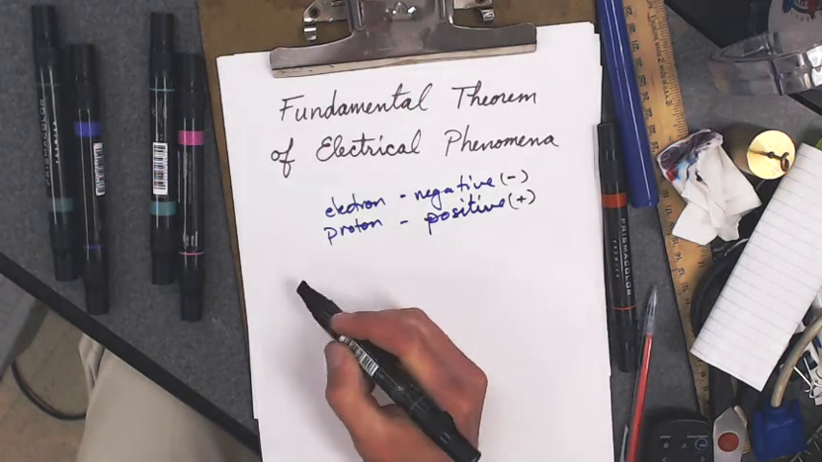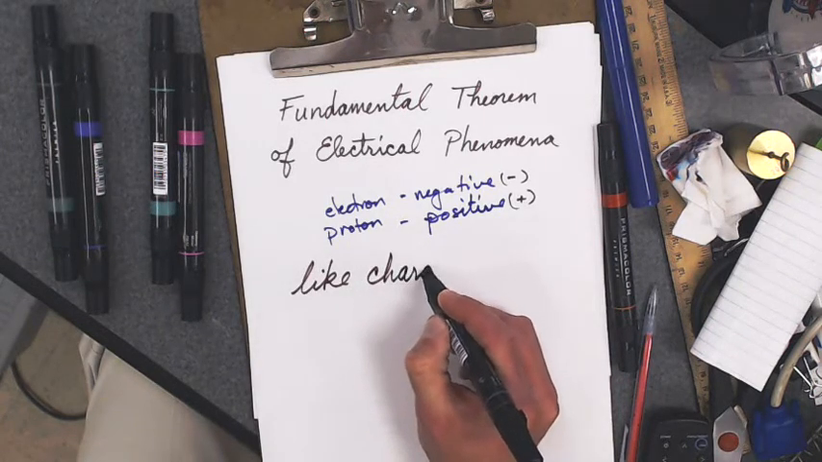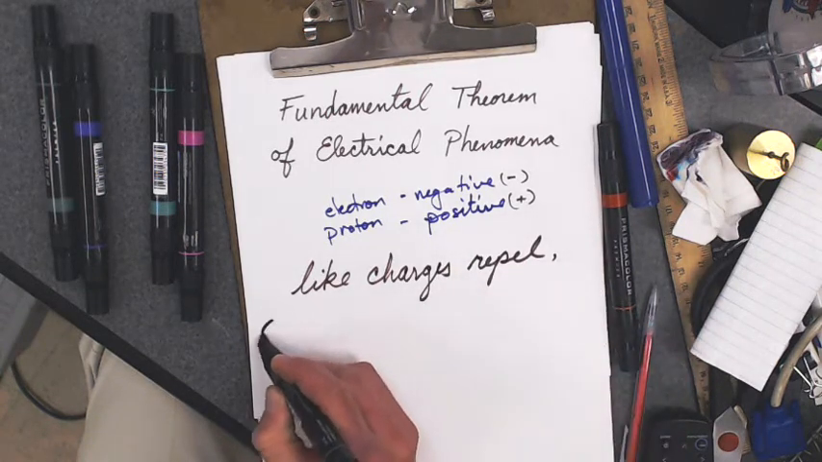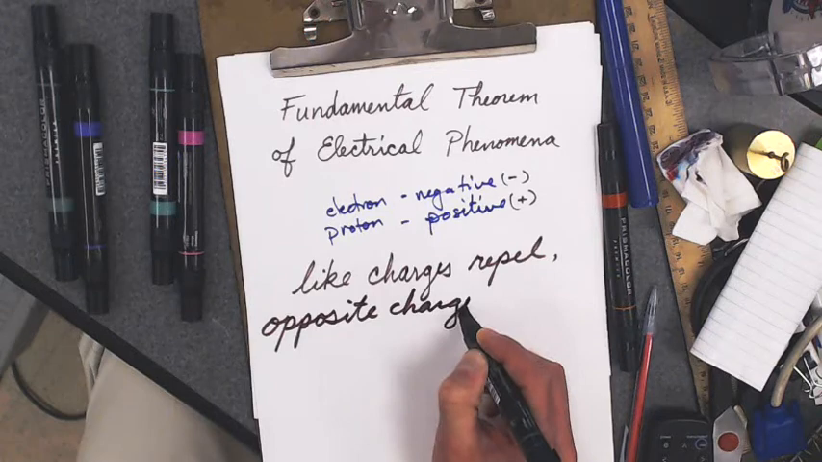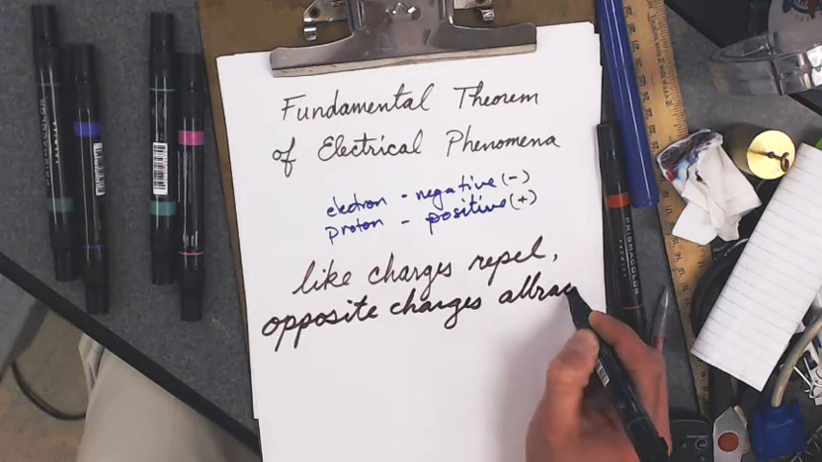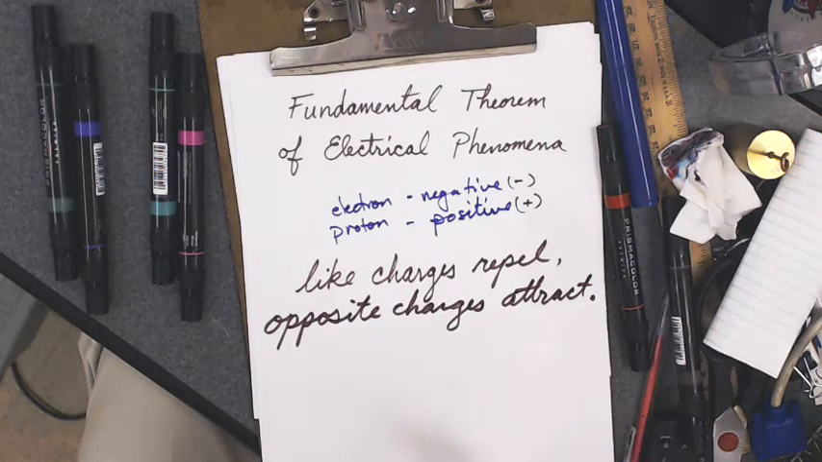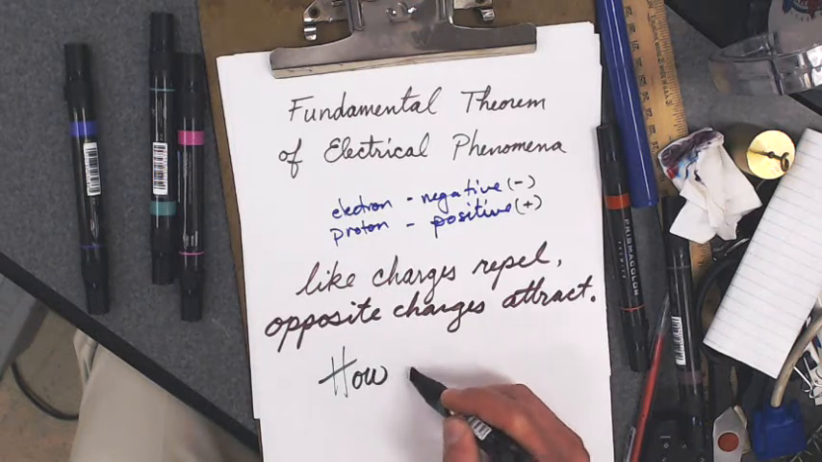Like charges repel. Opposite charges attract. So there you go. This is actually pretty simple, but it's not easy. We're going to come back to this quite a bit to tell you what's going on. But now they attract, but with how much force?